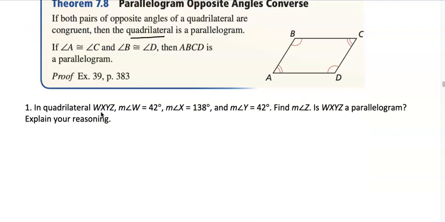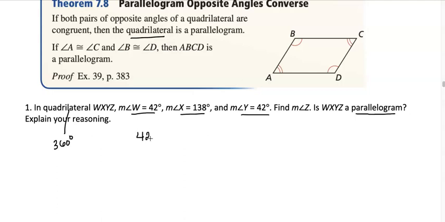All right, so first question, quadrilateral WXYZ. We've got three angles listed here: angle W, X, and Y. And we're going to try and show that this is in fact a parallelogram. So it's a quadrilateral, and a quadrilateral implies that there's 360 degrees in all these angles.